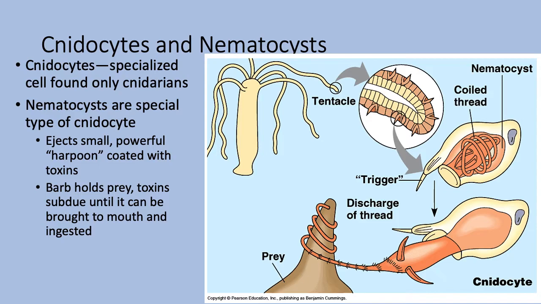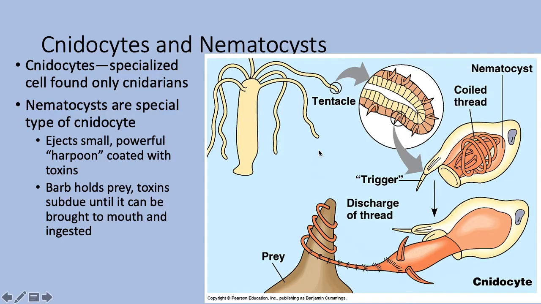But cnidocytes or nematocysts, these are specialized cells. This is why jellyfish sting: they get stung by nematocysts. Okay. I would say by far nematocysts are probably one of the most complex structures secreted by single animal cells. So it's a nice little setup there.